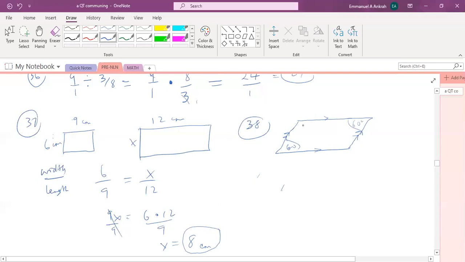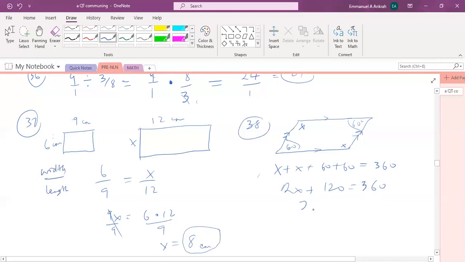So you want this angle and that, they're missing. Remember, for a parallelogram, opposite angles are equal. And the total angle in a parallelogram is 360 degrees. So if I add all the angles, you should get 360. So x plus x plus 60 plus 60 should give us 360 degrees. So 2x plus 120 should be equal to 360.